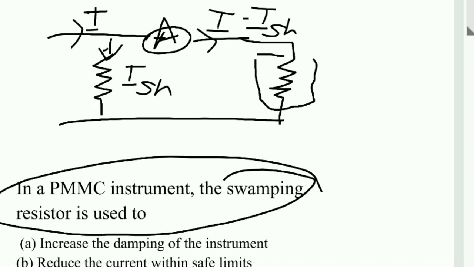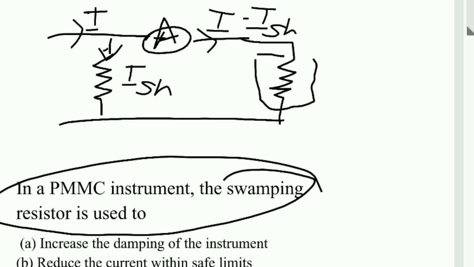So the PMMC type instruments are very much sensitive toward the change of temperature. If the temperature changes, PMMC type instruments are very much sensitive to it. That is why we have to compensate. When the ammeter measures the current for some time, its temperature will change. There will be a change of temperature, and due to that there will be an error introduced in the result.